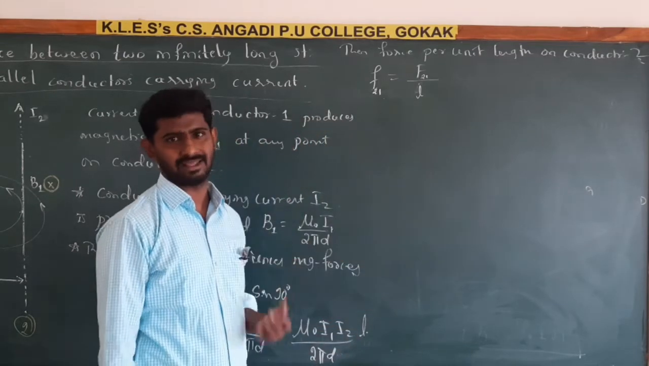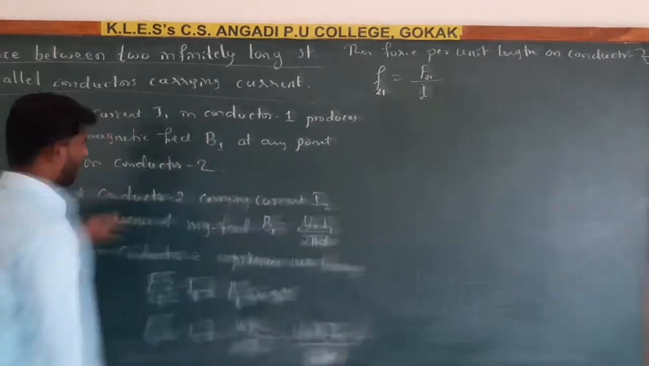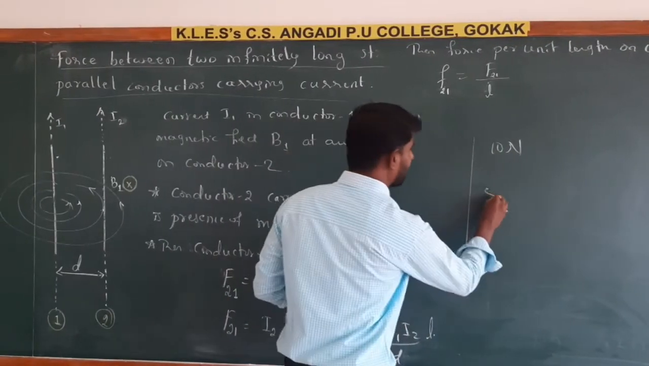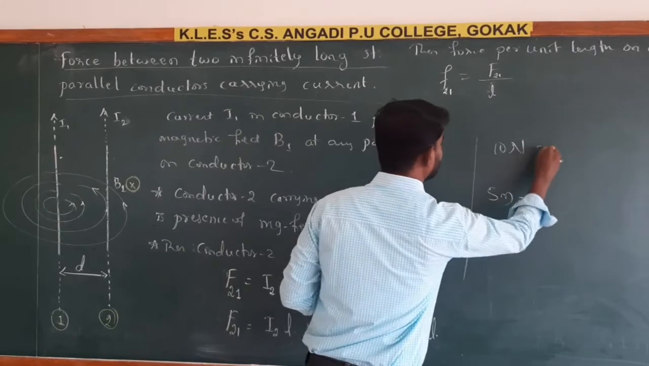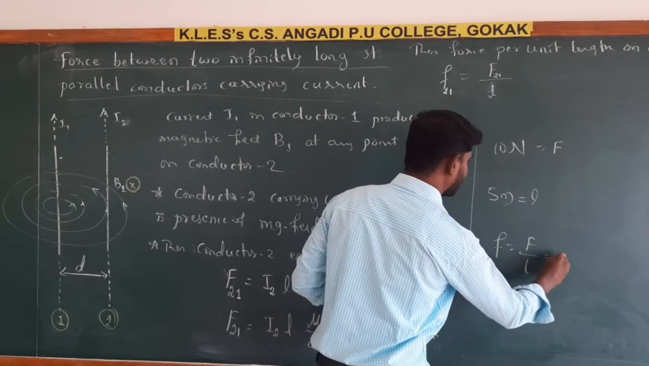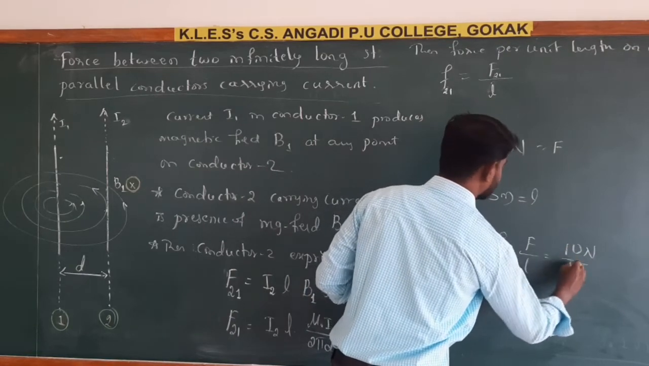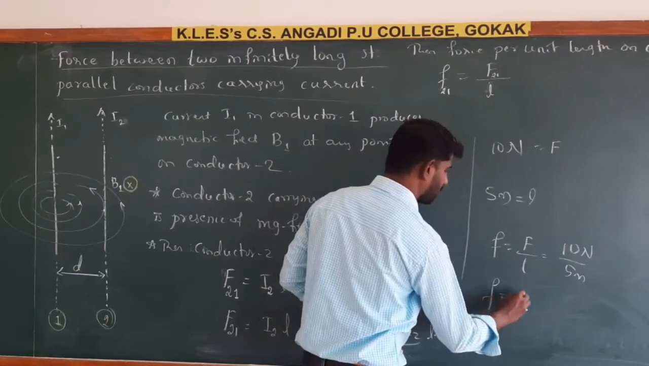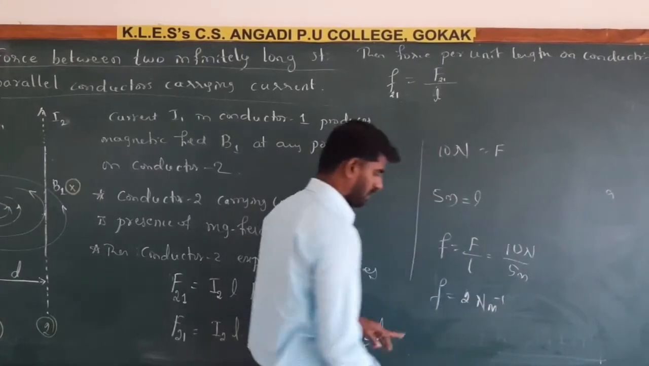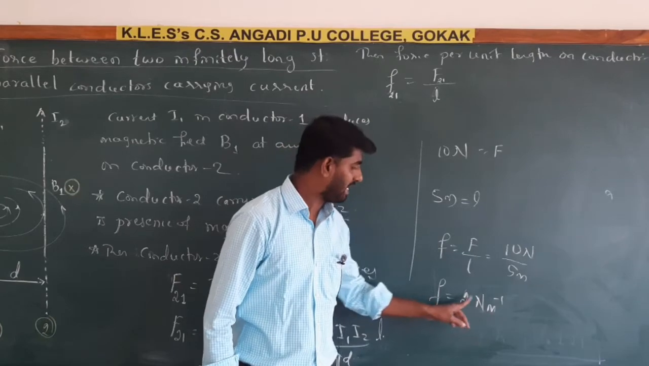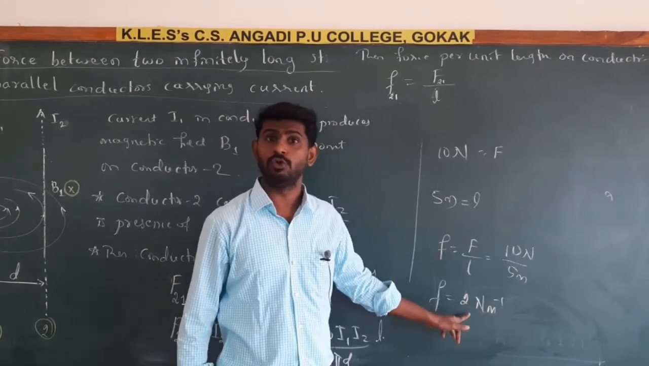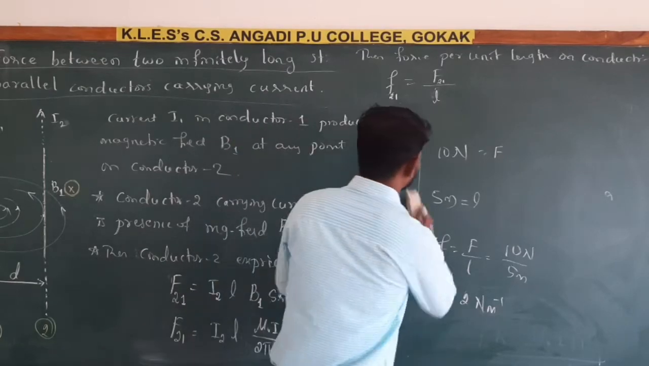Force per unit length. Okay, so suppose a total force of 10 Newton acts on this conductor, and this is 5 meter length. What is force per unit length? Total force divided by length. So total force is 10 Newton and this is 5 meter. So we'll write the small f as 2 Newton per meter. What does 2 Newton per meter mean? In every 1 meter there will be 2 Newton force.